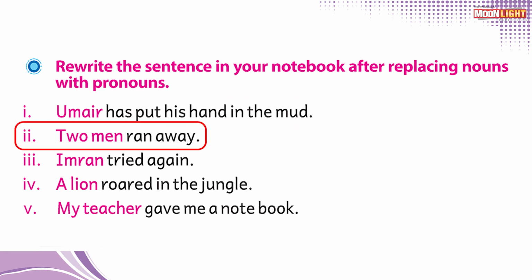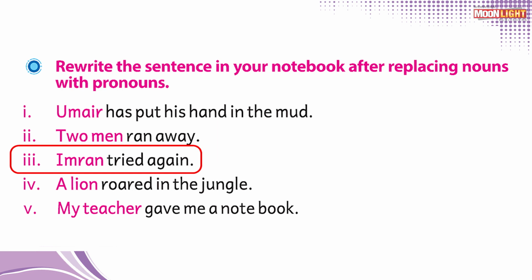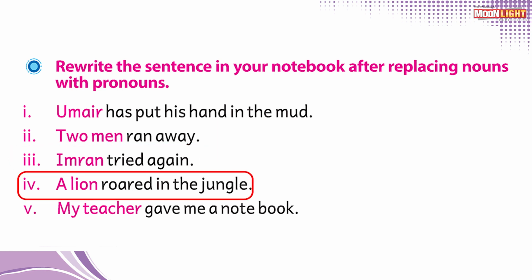2 men ran away. For the group of people, we use the pronoun they. They ran away. Imran tried again. Imran is a boy, so we will use the pronoun he. He ran away. A lion roared in the jungle. A lion is a noun. So which pronoun is going to replace this name? Obviously it. So we'll say it roared in the jungle.